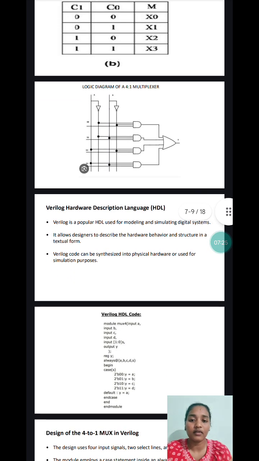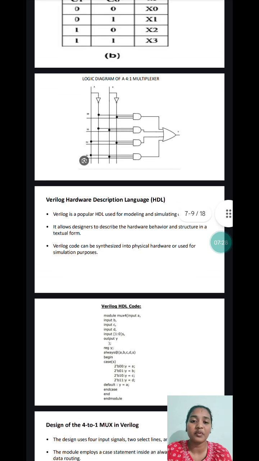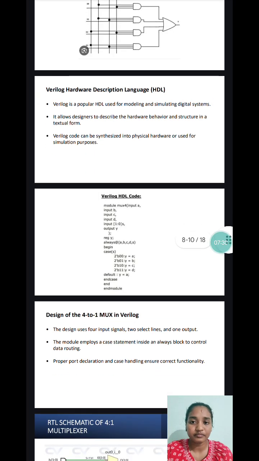Finally, the last one is the output. Verilog hardware description language, HDL. Verilog is a popular HDL used for modeling and simulating digital systems. It allows designers to describe hardware behavior and structure in a textual form. Verilog code can be synthesized into physical hardware or used for simulation purposes.